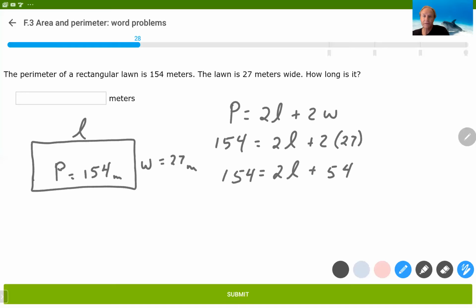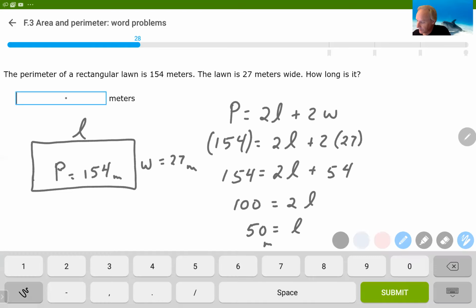I want you to notice I follow the steps exactly. We started with a diagram. I labeled it. I have a formula. I substituted inside parentheses. I simplified by multiplying this one and removing the parentheses over here. And now I'm going to solve. We solve by subtracting 54 from both sides and then dividing by 2 on both sides. A lot of times I like to write those steps, but in this case, I'm just going to let it go. This is meters, so we're talking about 50 meters.